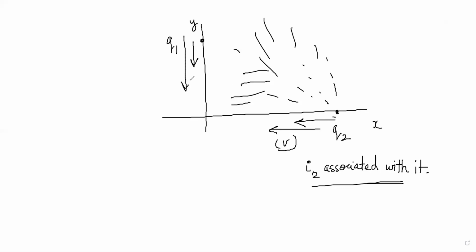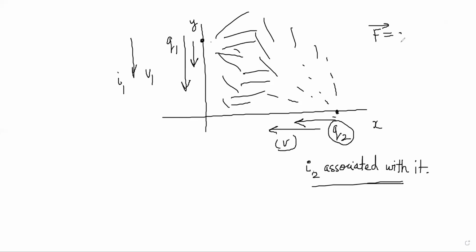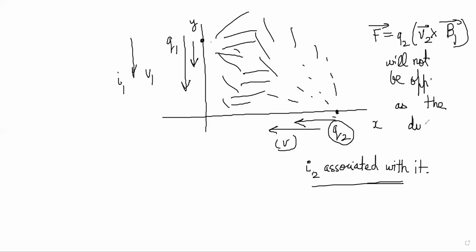Similarly, this motion will have some V1 speed and it will create a current I1 in this region. And that current will create its own magnetic field. It turns out that the direction of force on Q2 due to Q1's magnetic field, which will be given by F equals Q2 V2 cross B1, will not be opposite, as expected, to the direction of force on Q1 due to Q2.